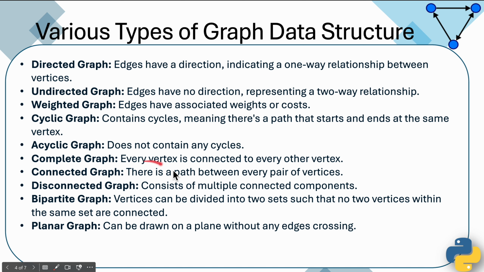Complete graph: every vertex is connected to every other vertex. Connected graph: there is a path between every pair of vertices. Disconnected graph: consists of multiple connected components. Bipartite graph: vertices can be divided into two sets such that no two vertices within the same set are connected. Planar graph: can be drawn on a plane without any edges crossing.